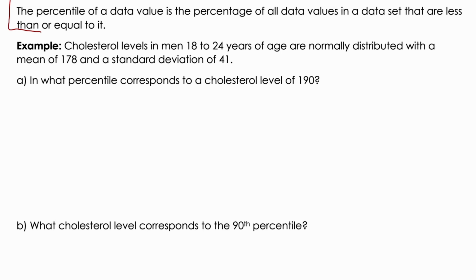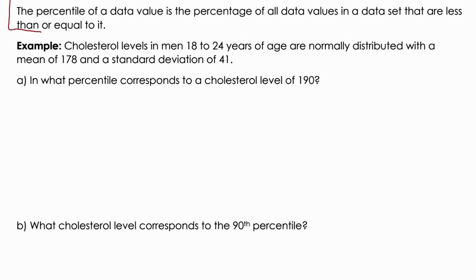So, for example, if I said that I took my daughter to the pediatrician for a checkup, and they said for her weight she was in the 40th percentile, that means 40% of kids her age have a weight that is lower than hers. So when we talk about percentiles, if I said a certain percentile, it's the percentage that is less than that data value when we're looking at the normal distribution.